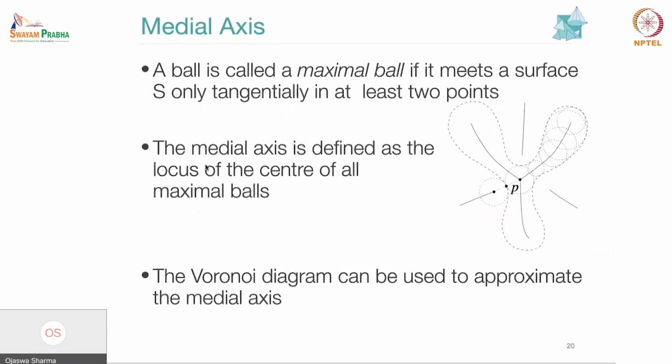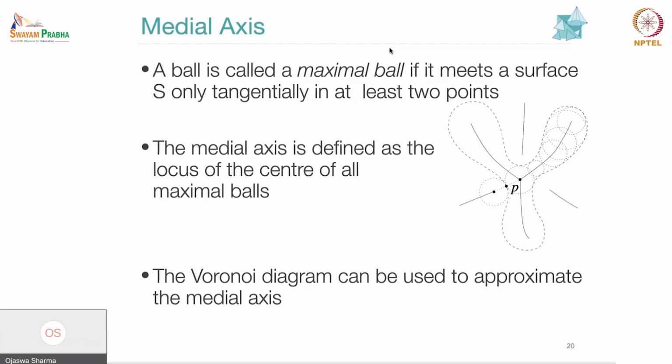So there is a related concept when it comes to Voronoi diagrams: the medial axis of a shape, and there is a very close relationship between the medial axis and the Voronoi diagram. A medial axis represents a set of primitives that define the center of a shape. That's informal. But formally, the medial axis is the locus of the centers of all maximal balls.